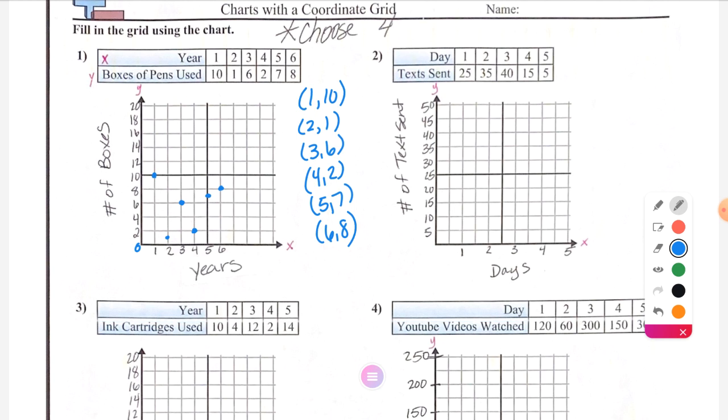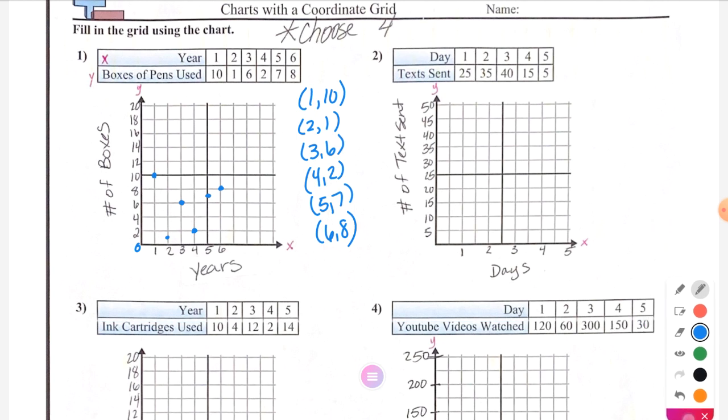What happened in year 3? It went up a little bit. What happened in year 4? Went back down. Year 5 and 6? It went up again, okay? So we don't get to decide what the graphs look like, but we should be able to read them and say, okay, in year 1, they used a whole lot. In year 2, they barely used any at all. Questions on that one?